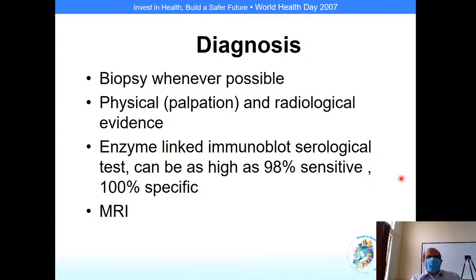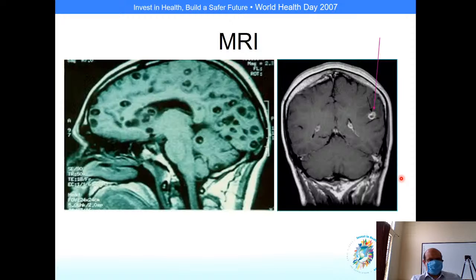Coming to the diagnosis: biopsy should be done whenever possible. Physical and radiological evidence, and enzyme-linked immunoglobulin serological tests can be as high as 98% sensitive and 100% specific. And then MRI can be done. If you see the MRI, you can see here some of these patches.